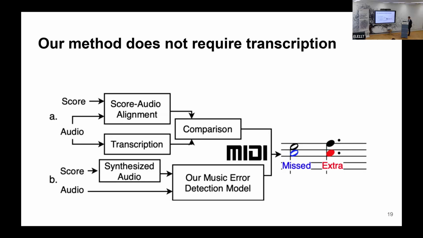We take the synthesized audio, and we take the audio in the lower part of the button, which is the audio recorded by the music student. Then we compare these two directly and produce MIDI. MIDI means musical instrument digital interface. Then we can determine what the mistakes are.